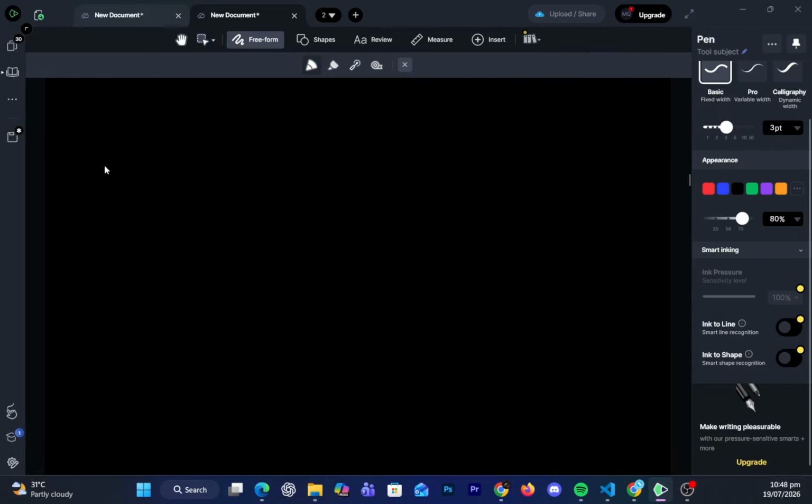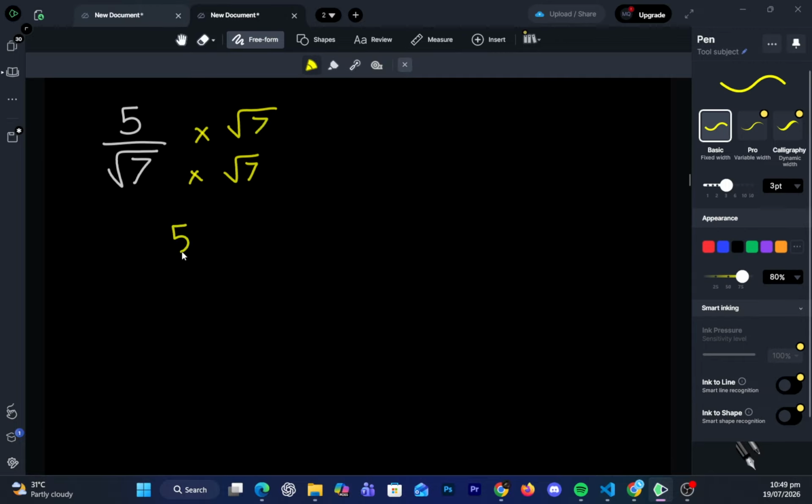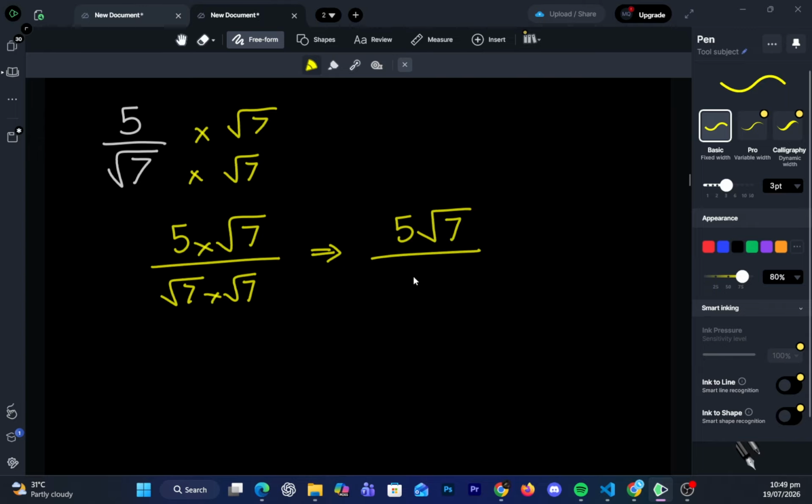Let's solve one more example together. Simplify 5 over under root 7. As before, multiply both the numerator and the denominator by under root 7. We get 5 into under root 7 over under root 7 into under root 7. Now the numerator becomes 5 under root 7 and the denominator becomes 7. So our final answer is 5 into under root 7 over 7.